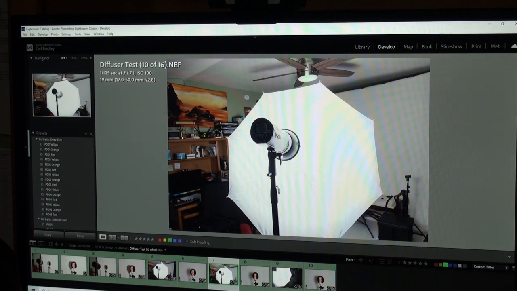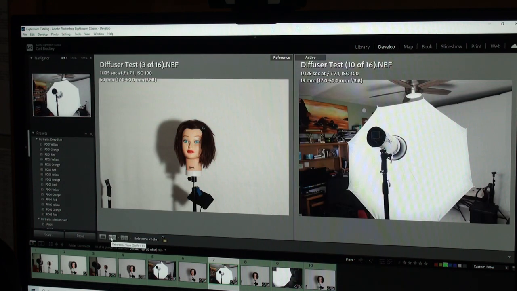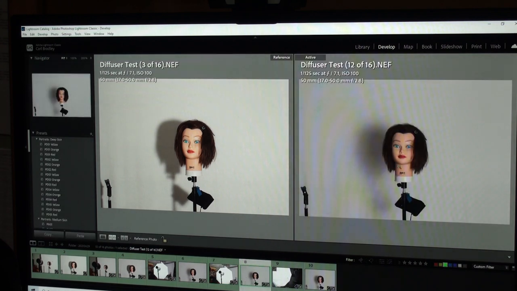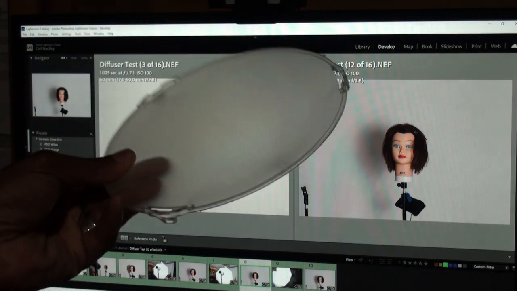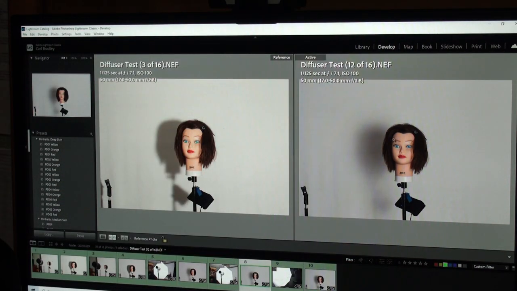Here's one with just the umbrella. This is just the umbrella. And I'm noticing that in my images, the umbrella is giving off a slight magenta color cast. Now, this is the same umbrella, the umbrella only. But let's compare the two here. There's the umbrella with just this diffuser, the plastic one, and we still see it.